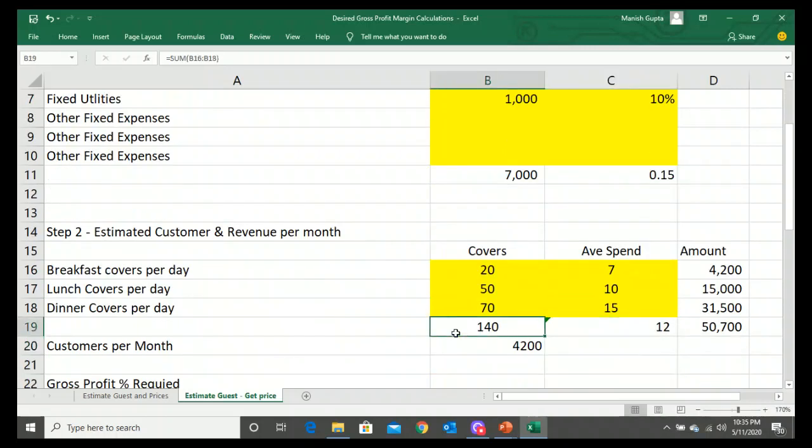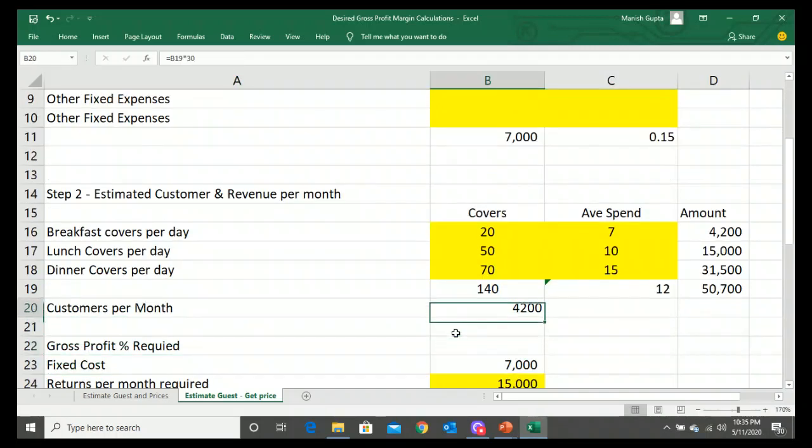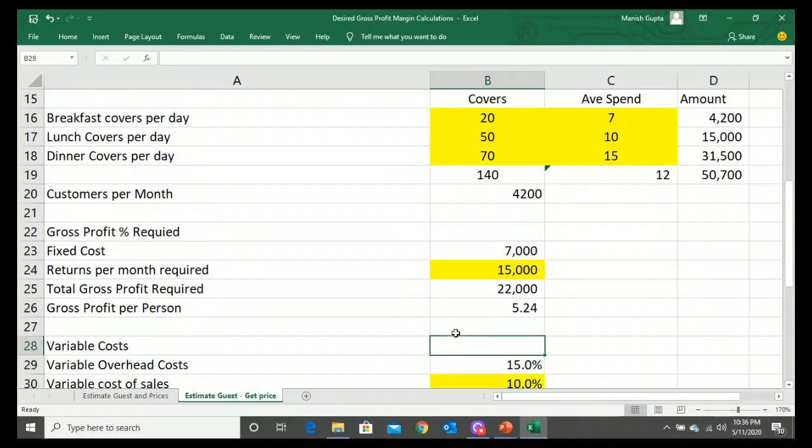Now here you will see that we have ignored this calculation. So what we will do is only estimate the number of covers per day, so we will calculate the total customers in a month. The total cost here remains the same, 7,000 and 15,000. The revenue required, the total cost we need to recover, is 22,000. The gross profit per person we need to recover is $5. This is the money that we need to make from every person, net, right?